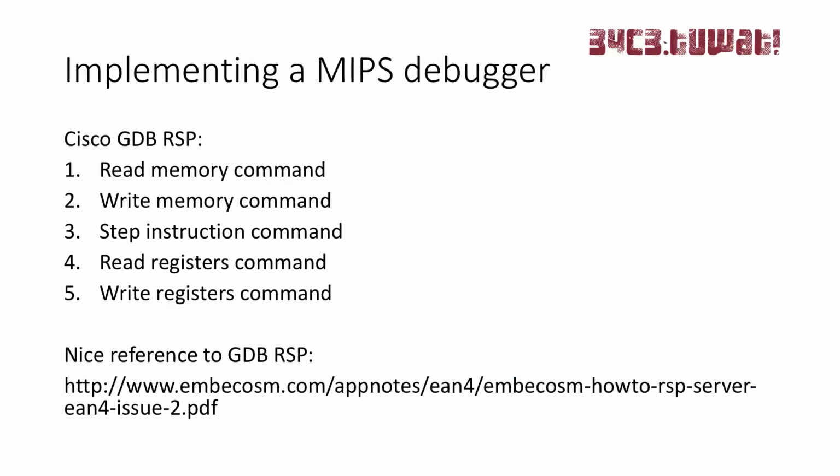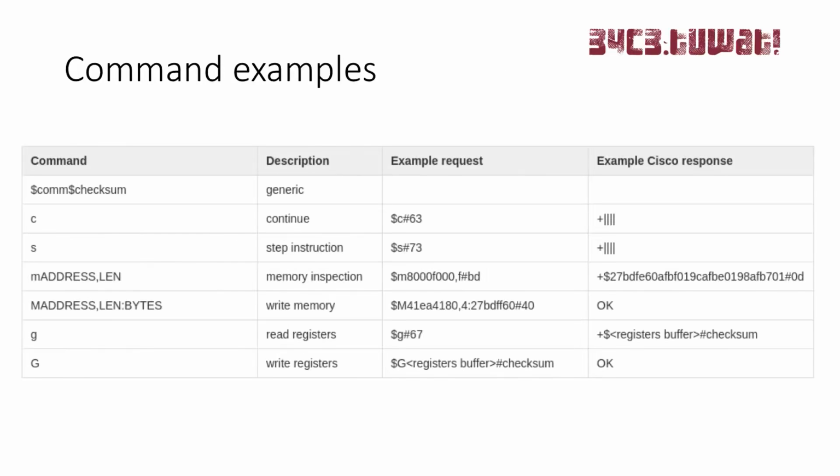To do that, you have to know which commands Cisco actually supports, and it's not a lot. You can basically read memory, write memory, and read and write registers. And the only program counter control command is a step instruction. So it's kind of easy to implement such a debugger, because all the information is just sent as plain text over a serial cable and appended with a checksum, which is just CRC.